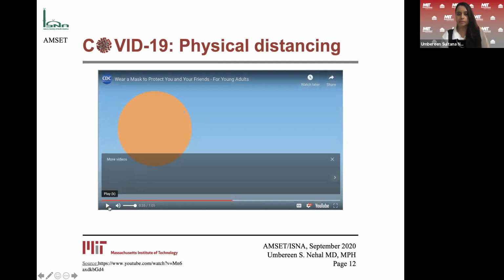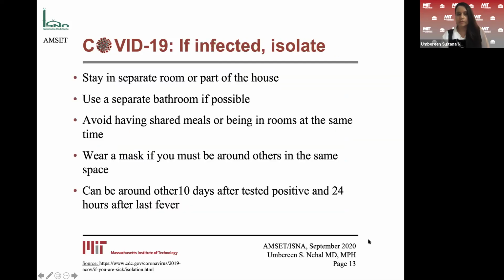Protect each other. Okay? If somebody is infected and tests positive, they should stay in a separate room of the house, use a separate bathroom if possible, and if not possible, then the bathroom should be cleaned thoroughly after every use. All the surfaces should be cleaned. Avoid having shared meals or being in the same room. And if two people must be in the same room and one person's been infected, then that person should wear a mask, the infected person. And after 10 days and 24 hours without fever, it is considered safe to be around other people again.